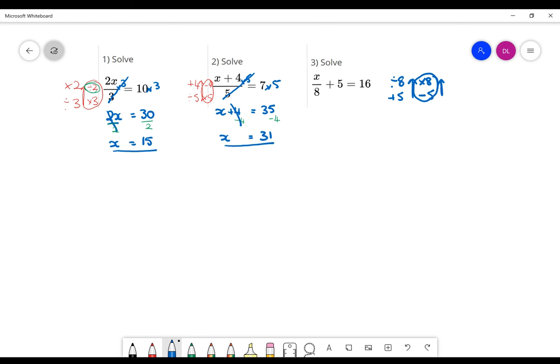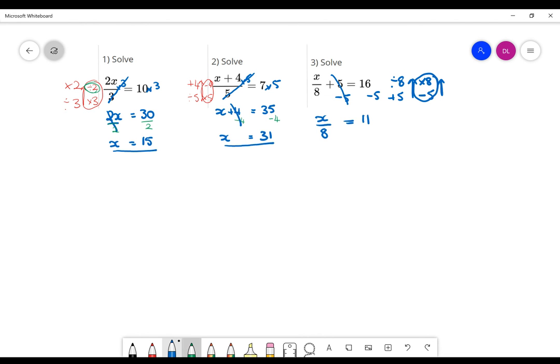So over here we have this problem. If you have this fraction, if you add 5, the next thing we're going to do is minus 5 from there and minus 5 from there. These two will disappear, and you're left with the x over 8. And on the right, you'll get 16 minus 5, which is 11.